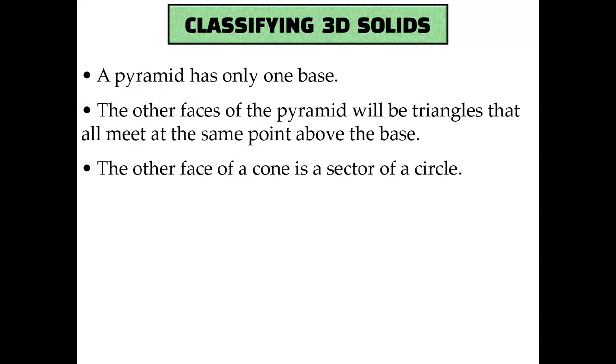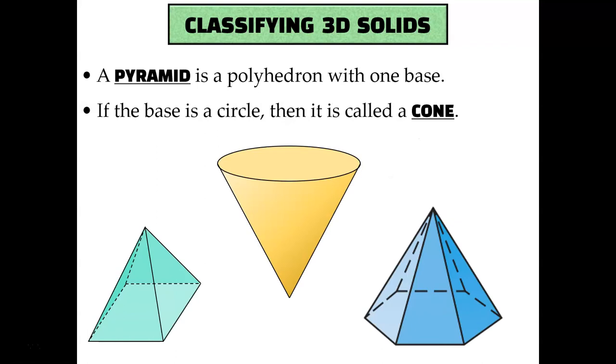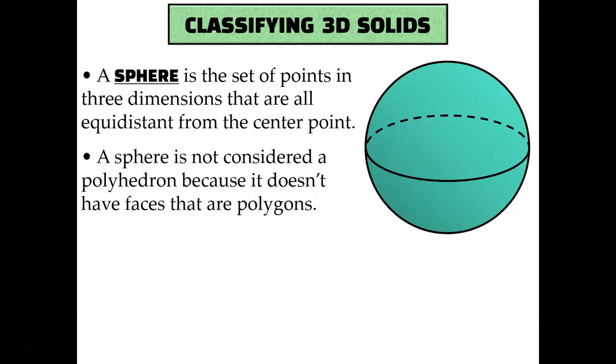The exception being cones. Cones are not created from a triangle, it's actually a sector. We'll look at that later this week, but if you were to unravel this cone, it would actually be a sector of a circle that you're looking at. And then our last category of 3D solids is a sphere. A sphere is a set of points in a 3-dimensional space that are all equidistant from a center point.